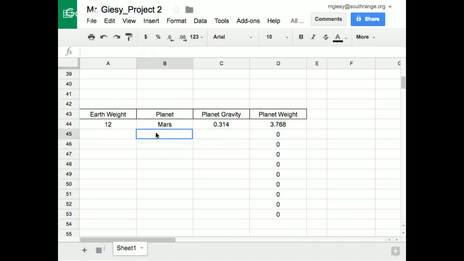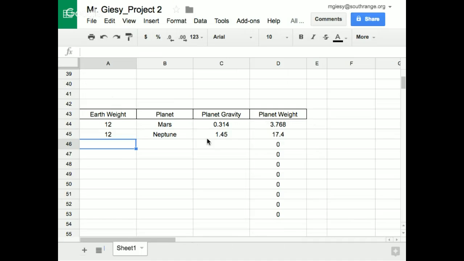And now, let's see, we'll do Neptune. The gravity of Neptune, anyone know? I think it was 1.45 or something like that. That same 12-pound trash can on Mars weighs over 3.5 pounds. At Neptune, it weighs 17.5 pounds because of the gravity pull.